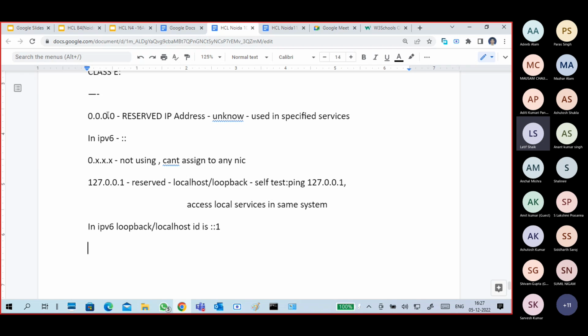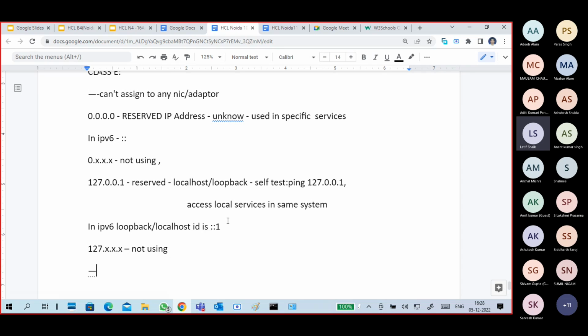Okay, guys. So these two IP addresses we cannot assign to specific services. We cannot assign to any NIC or adapter. We can't assign the 0 series. We can't assign the 127 series also, including the 127 series. Not using kind of stuff.